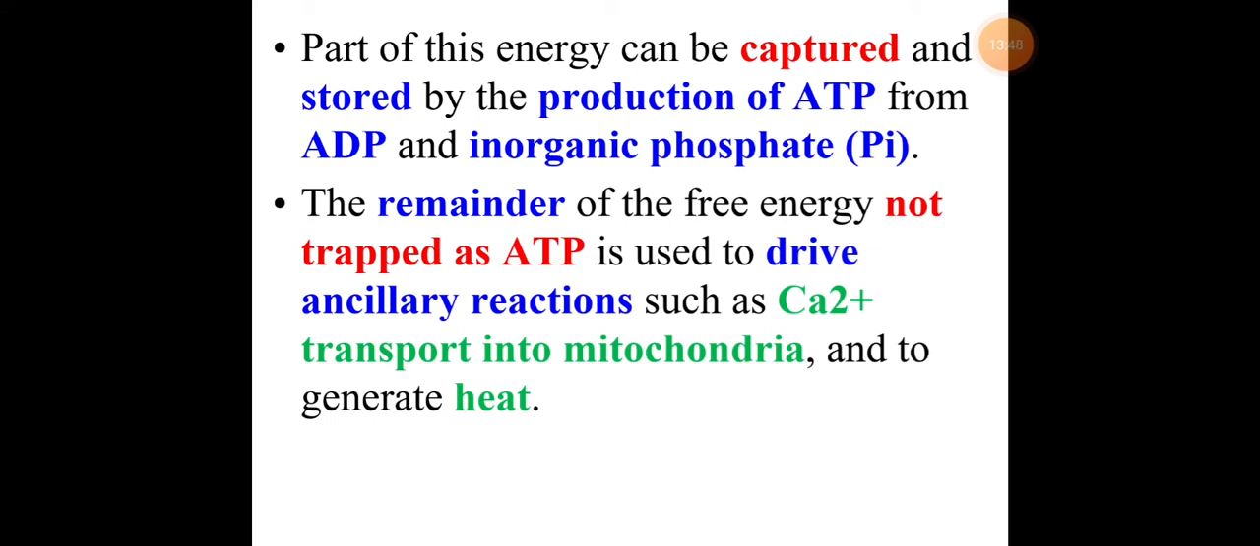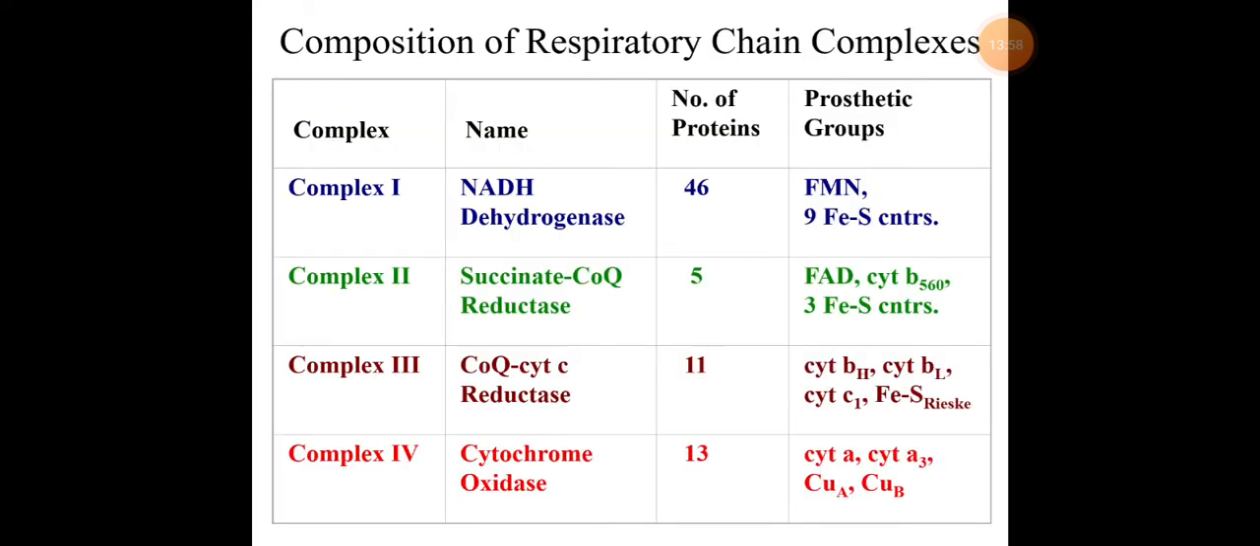The remainder of the free energy not trapped as ATP is used to drive ancillary reactions such as the calcium channel transporters. Any energy need, or heat: some energy will be used for heat. The respiratory complexes: complex 1 is NAD dehydrogenase, complexes 2, 3, 4 follow, and cytochrome oxidase, as I told you, is very important, the final acceptor for oxygen.